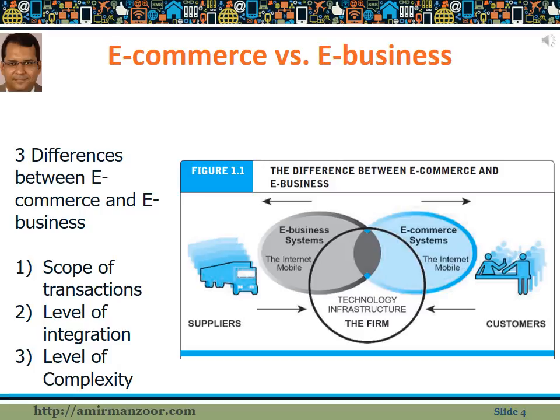From our discussion so far, we can differentiate electronic commerce and e-business on three aspects. First is the scope of transactions. The scope of transactions is larger in electronic commerce. Second is the level of integration. Since electronic commerce involves a larger number of people and systems, it is understandable that the level of integration required in electronic commerce is higher. Similarly, the level of complexity of the overall system is also high in the case of electronic commerce.